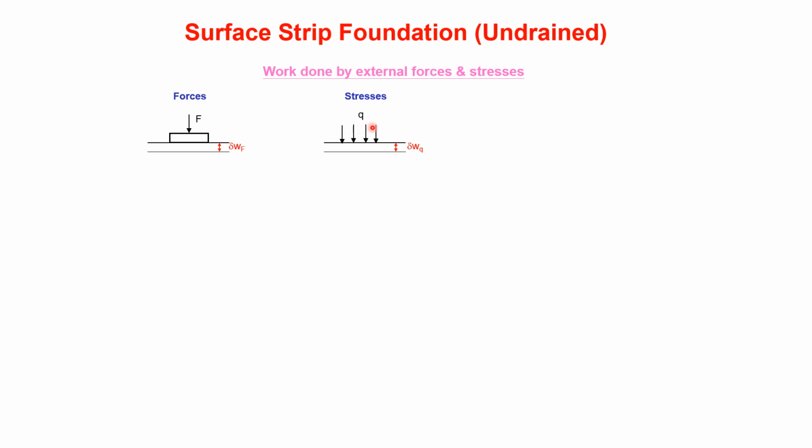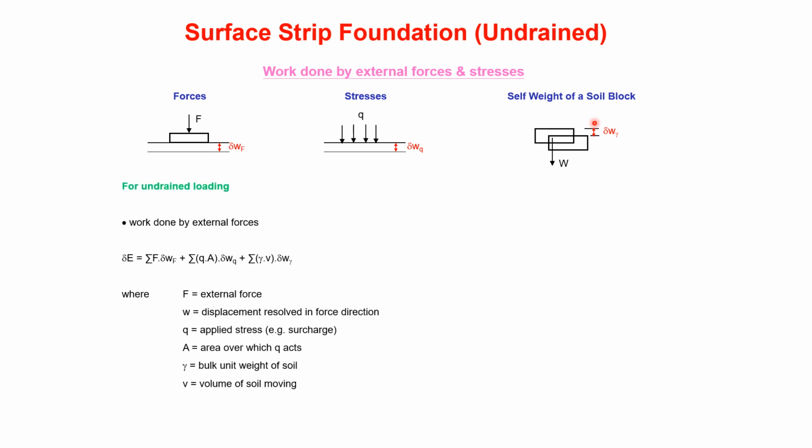Then there are stresses. It might not be a force, it might be a stress, and I might have a delta WQ, Q for stress. And then these rigid blocks may be moving around, and there may be a self-weight of the soil block. Self-weight might be W, and I've got a delta W gamma, gamma for self-weight. So for undrained loading, the work done by all these external forces, E is the external work done.